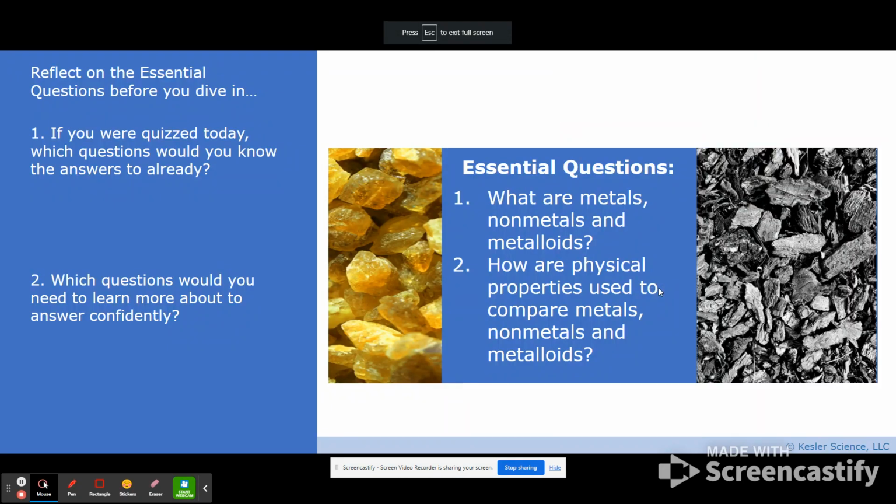Our essential question today, which we're going to be answering today and tomorrow and the next day, is: what are metals, nonmetals, and metalloids, and how are physical properties used to compare metals, nonmetals, and metalloids? If you were quizzed today, what questions would you know the answers to already? Think about that in your head, and then think about what questions you would need to learn more about to be able to answer these questions.